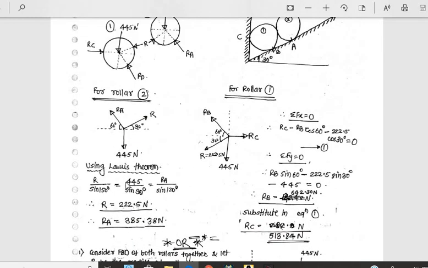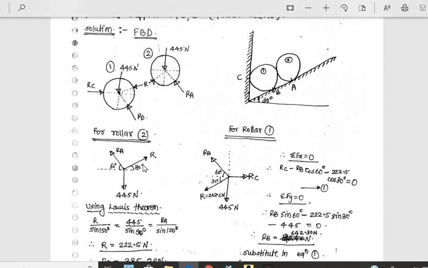Which one do we solve first, either 1 or 2? Just think. If we analyze roller 2 first, what will be here? 445, R is unknown, this is unknown. Yes, we have to analyze the second first, because we must know this R. Here there are only 3 forces, of which 1 is known, so the other 2 can be determined by Lami's theorem. For roller 1, Lami's theorem is not applicable, so R must be known before analyzing the first one.